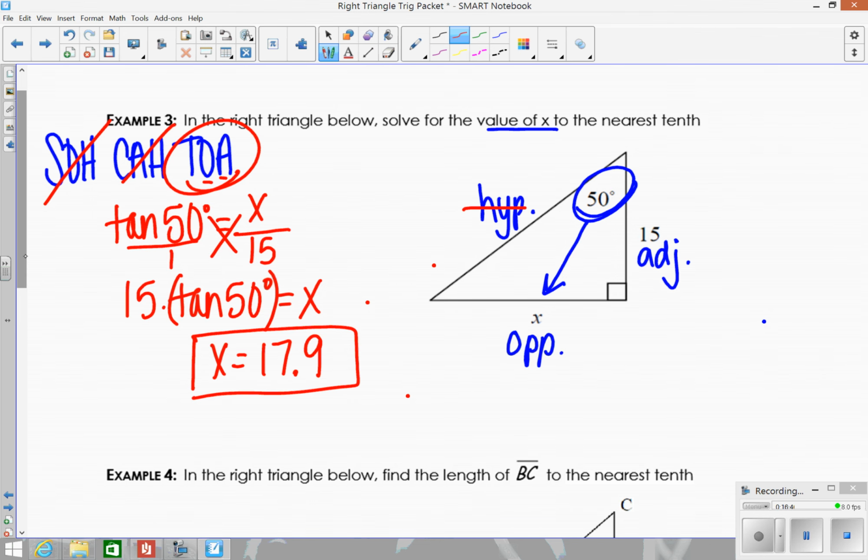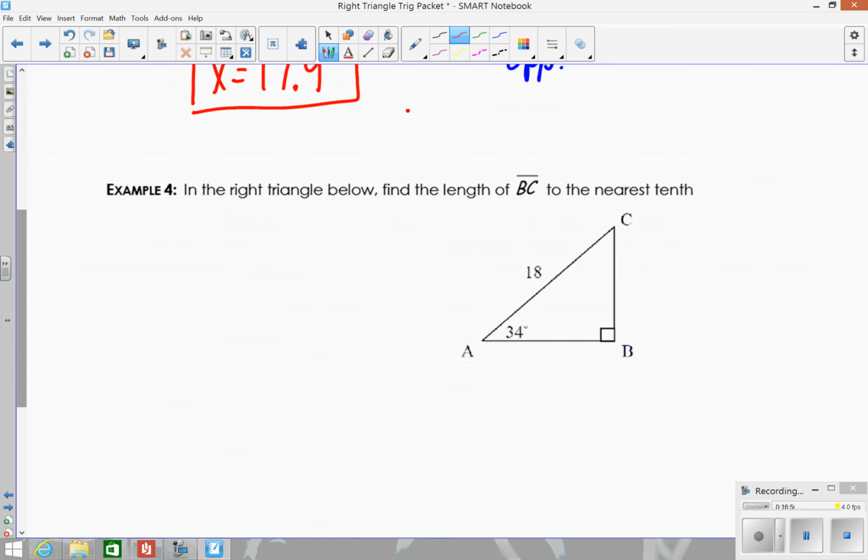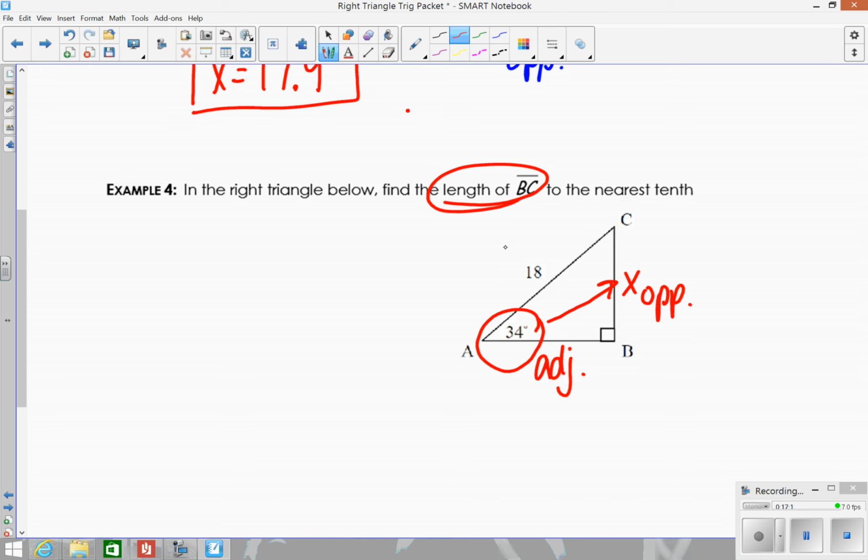So last one we're going to look at. So for this one we want to find the length of BC. So again, put an x on BC if that's what we're trying to find. Identify your sides based on the angle they give you. So they give you 34, so opposite. Adjacent will be down here because this side is the hypotenuse because it's across from the right angle.